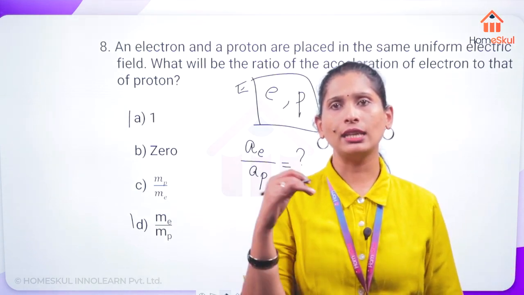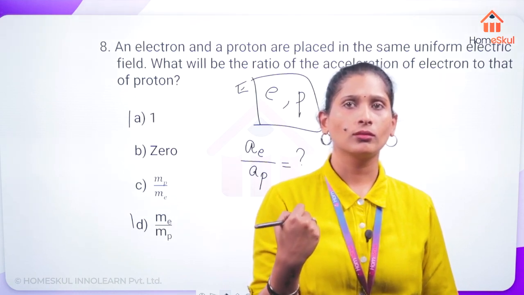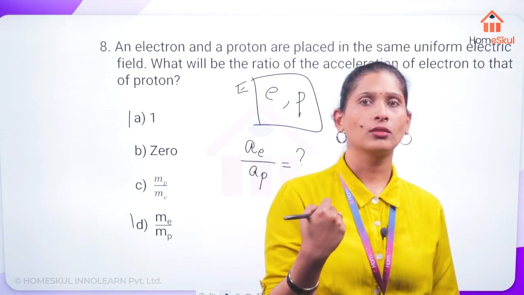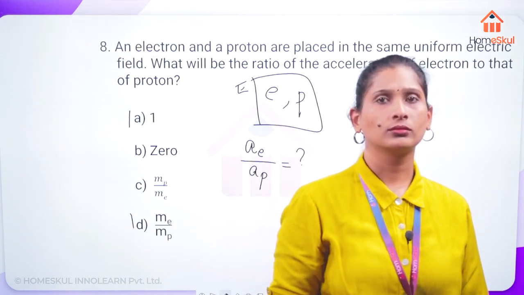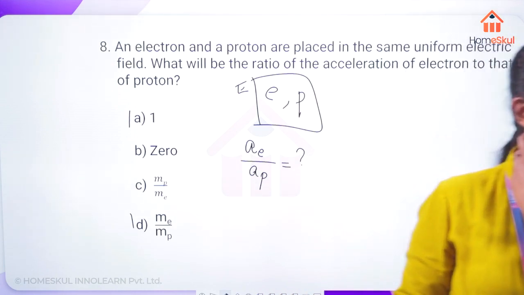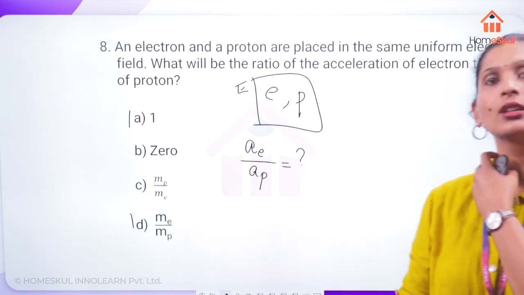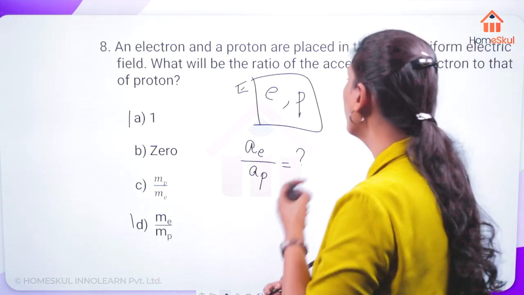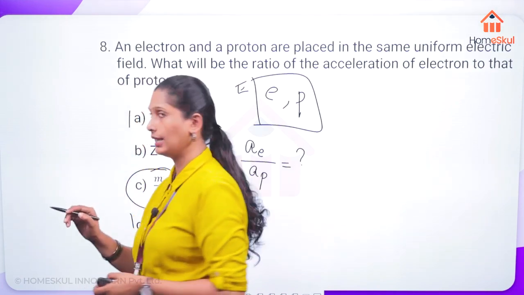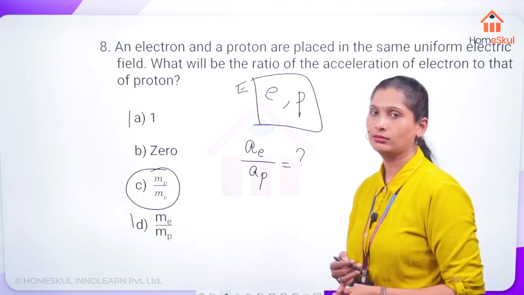So, which were the initial options given? There is A, okay. So, I would opt for option C. It will be MP by ME.